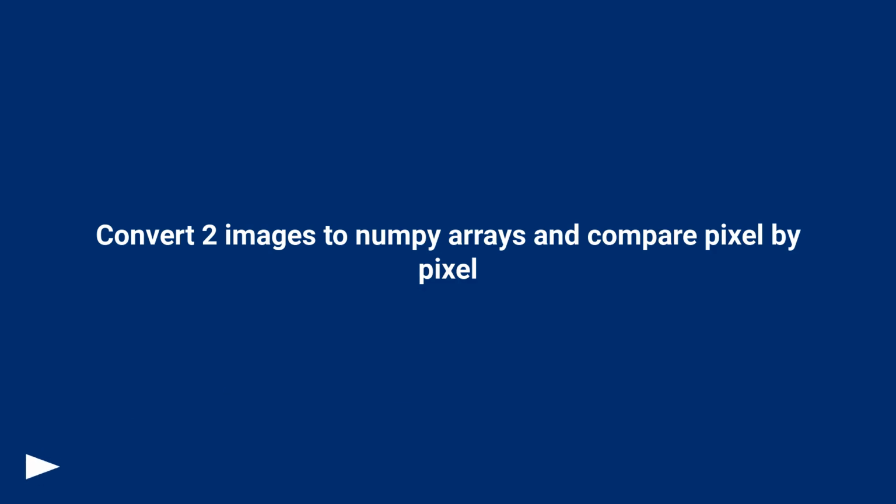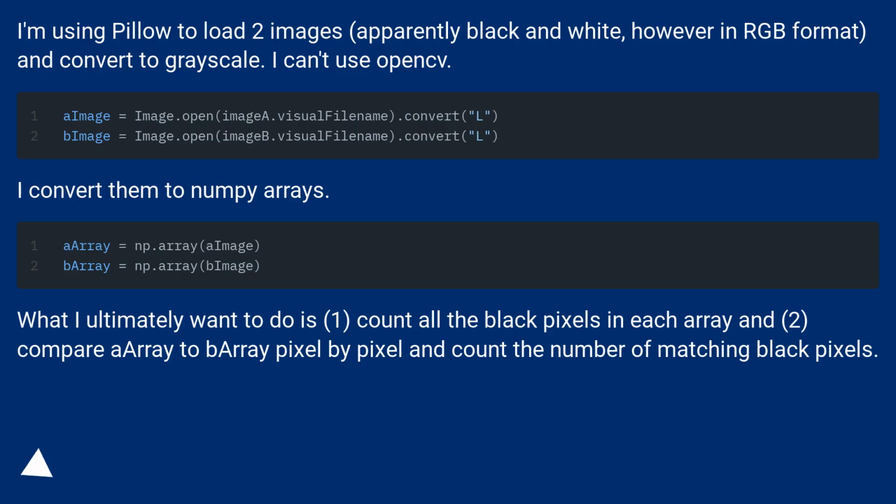Convert two images to numpy arrays and compare pixel by pixel. I'm using Pillow to load two images, apparently black and white, however in RGB format, and convert to grayscale. I can't use OpenCV. I convert them to numpy arrays.